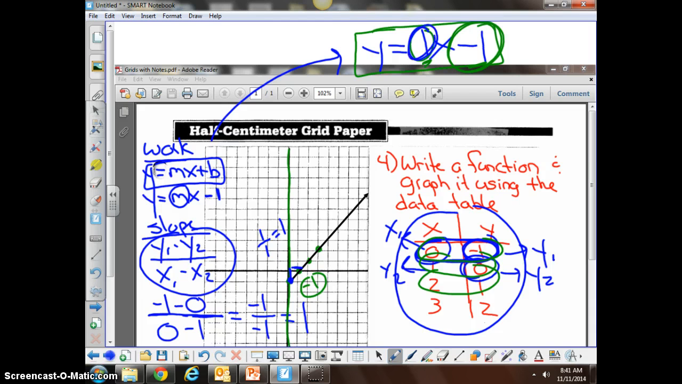If I start at the same point, let's say I don't want to go to this point, I want to go to this point right here. So I'm going to rise 2 and run 2. If I rise 2 and run 2, that's still 1. So no matter what, if you go from any point on your graph to any point on your graph, you're going to have a slope of 1.